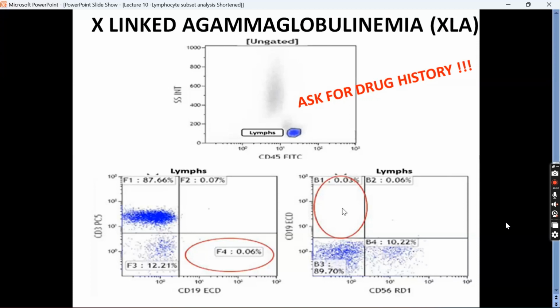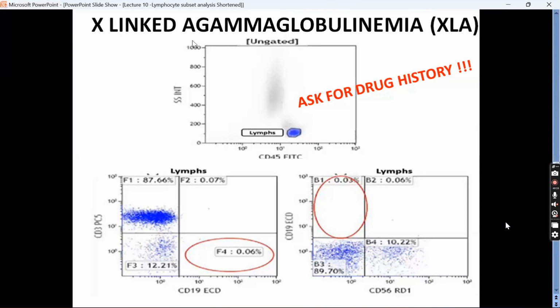So you should be very careful before putting these terminologies. Check whether any drug has been given. Try to correlate with clinical symptoms. Ask them whether there is repeated pneumonia or any infections. Are the tonsils absent? What about the lymphoid organs? You need to ask for history before giving the final diagnosis, because these diagnoses are something like malignancy.